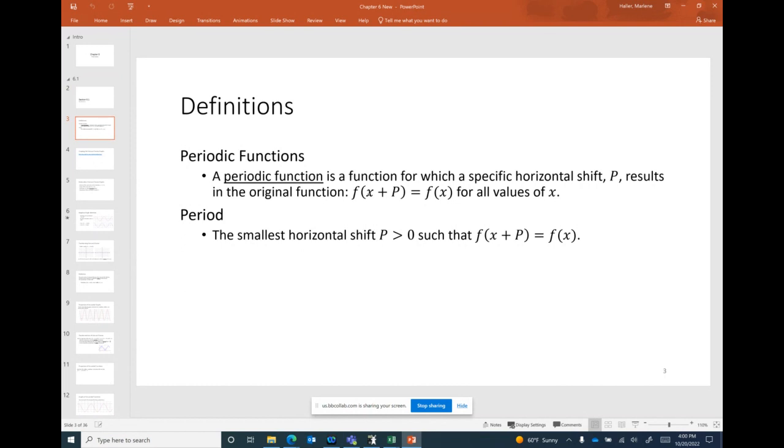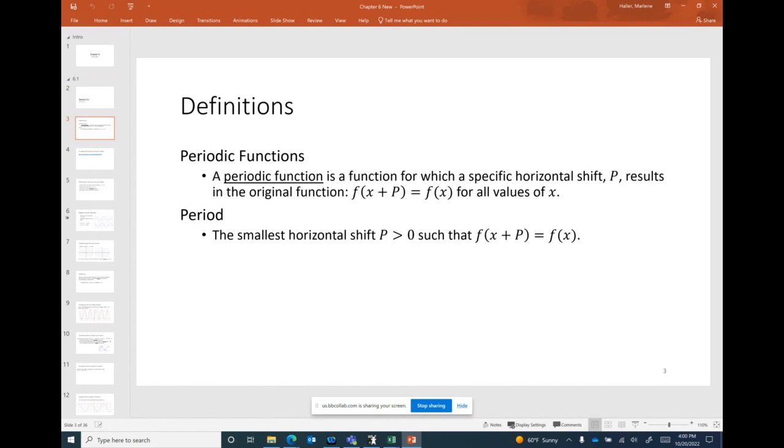It says a periodic function is a function for which a specific horizontal shift, call it p, results in the original function. So in other words, we could say f of x plus p equals f of x for all values of x, right? So all this means is if you shift the function right by a certain amount or left by a certain amount, you get back to the same exact function, right? Then a period is the smallest horizontal shift such that we do get to the same function again, right?